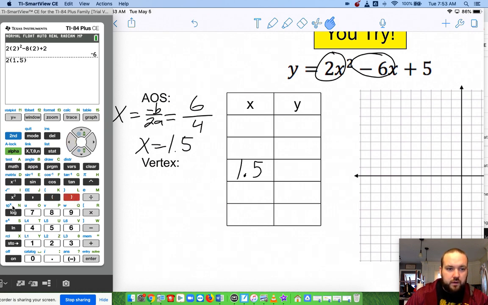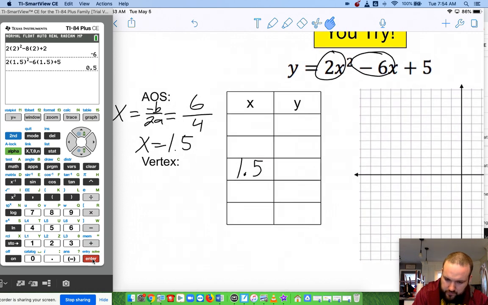2 times 1.5 squared minus 6. Nope, I can't use x now. I have to actually replace with 1.5 and then plus 5. And that will give me 0.5. So that is my vertex.